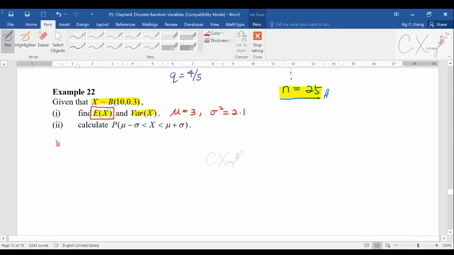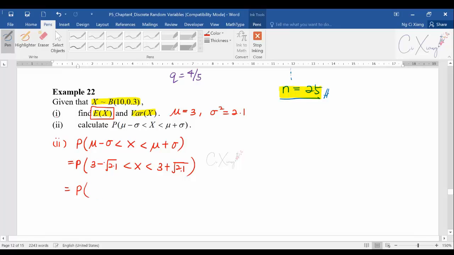Okay, then now what I want to discuss is part number 2. Alright, so for part number 2, they say X is between mu minus sigma and also mu plus sigma. Alright, so now for this binomial distribution, what's the value for mu? 3. What's the value for sigma? The standard deviation, it should be square root 2.1. And then mu plus sigma is 3 plus square root 2.1. Okay, alright, then now, what is the value for 3 minus square root 2.1? You should get 1.55. And also 4.45.